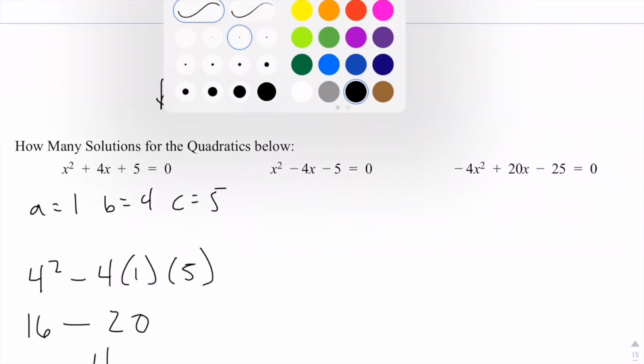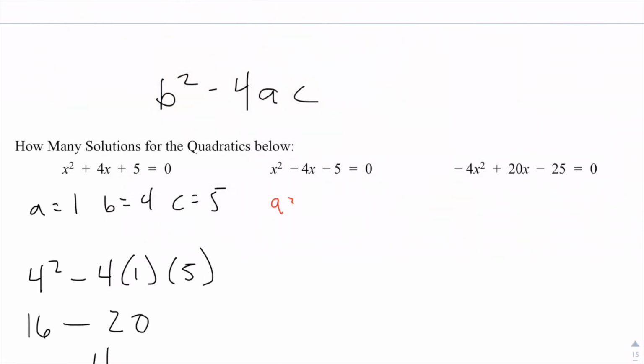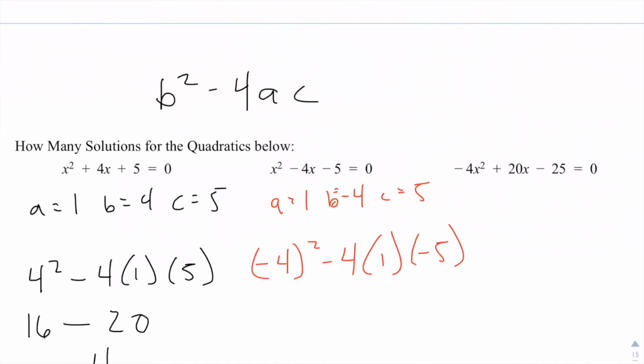And then if we go on to this one, our a is 1, our b is negative 4, and our c is negative 5. And if we use our discriminant again, we have negative 4 squared minus 4 times 1 times negative 5. We're going to get 16 minus negative 20, because 4 times 1 is 4, times negative 5 is negative 20. A negative minus a negative is a positive, so we have positive 36, so we have a positive number here. So this is going to give us two real solutions.